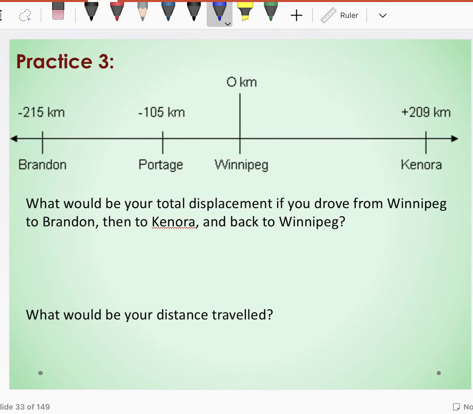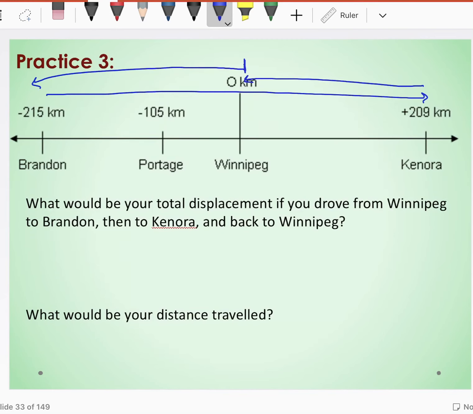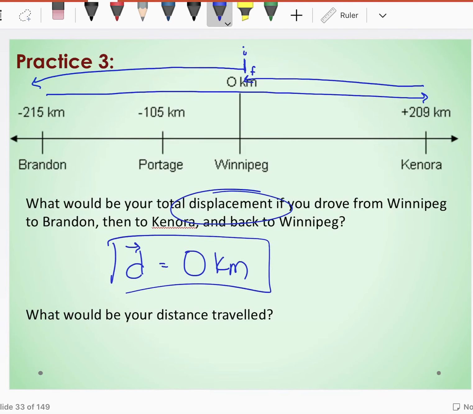Next one. Same kind of picture here. What would be your total displacement if you drove from Winnipeg to Brandon, then to Kenora, and back to Winnipeg? So initial, final. What would our displacement be? Here, we have to think a little bit. Where I started and where I ended were the same place. Therefore, my displacement is 0 kilometers.